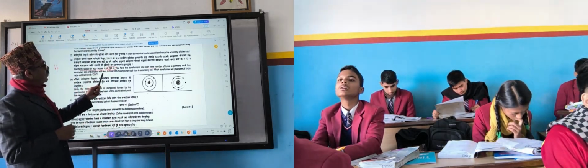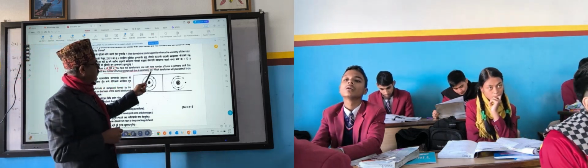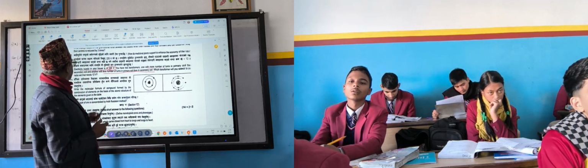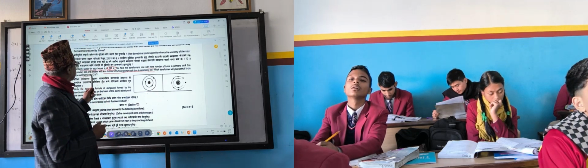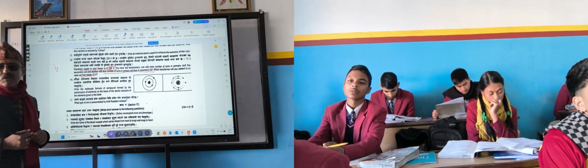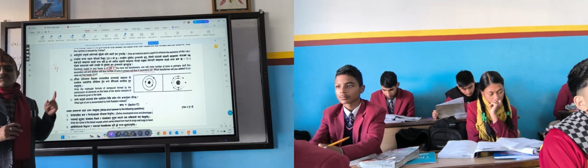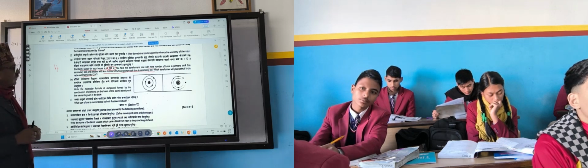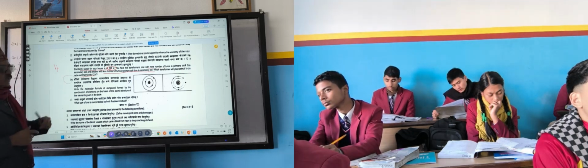And another with less number of turns in primary coil. Which transformer will you select to play a radio set that needs 12 volts? Primary coil more means first one or second one? First one. First one is step down transformer, so we have to use step down transformer.